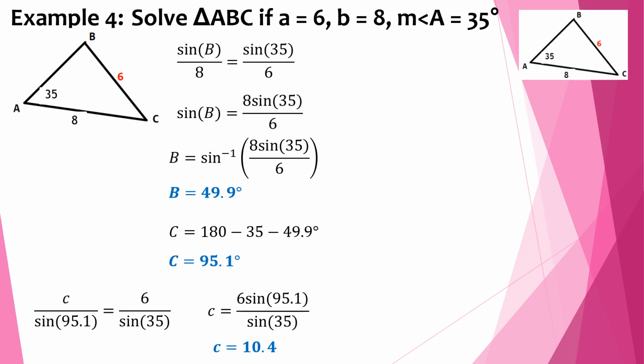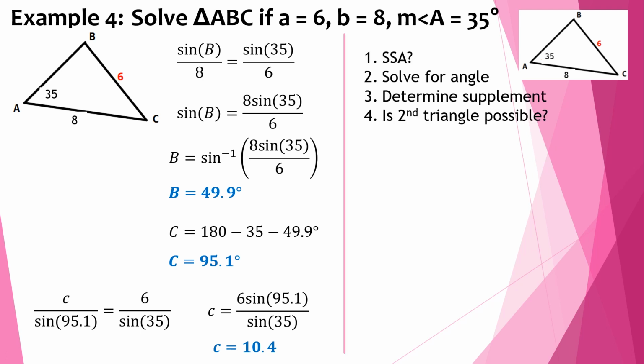All right, we do have the side-side-angle relationship. We need to check for a second triangle. We have already solved for that first angle. The measure of angle B is right under 50 degrees, 49.9. First off, we've got to determine its supplement. Its supplement is 180 minus 49.9 degrees, which is 130.1 degrees.